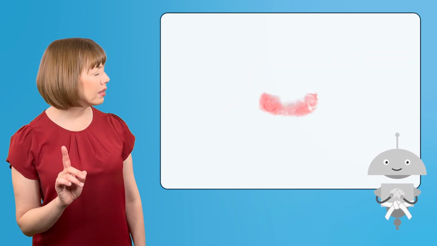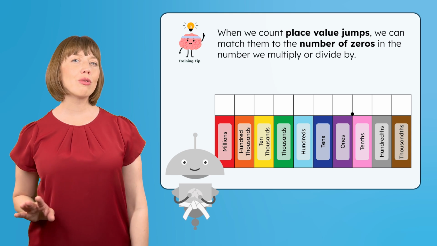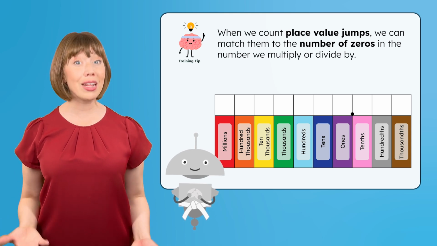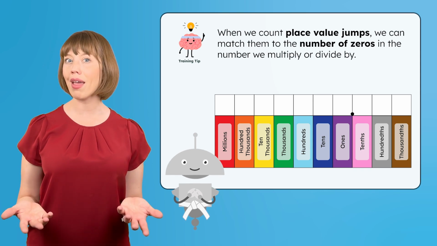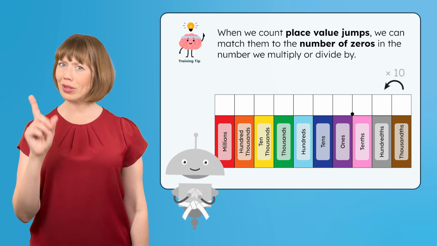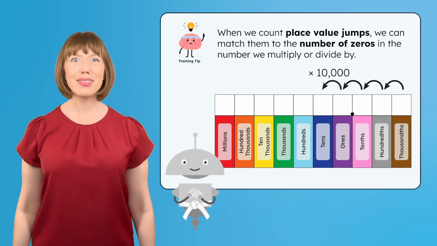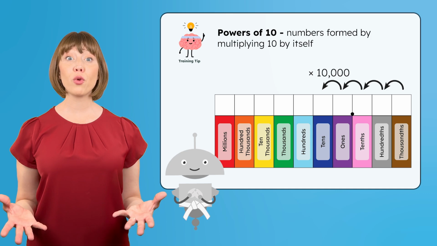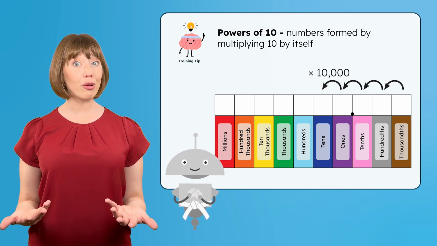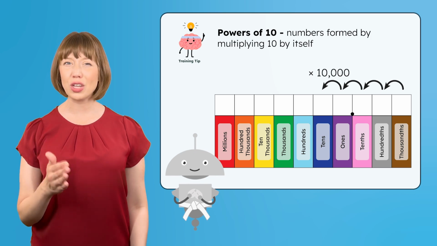What's that, Mia? Oh, Mia's got a training tip for us. When we count place value jumps, we can match them to the number of zeros in the number we multiply or divide by. 1 jump, 1 zero. 4 jumps, 4 zeros. That pattern comes from something called powers of 10, numbers formed by multiplying 10 by itself. Each time we multiply by 10, we add another zero.